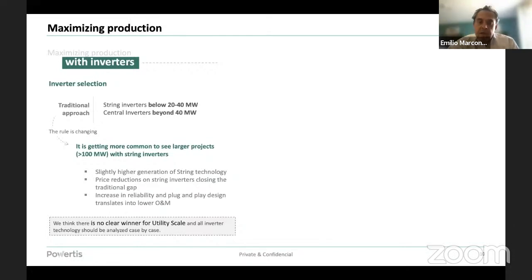Although the centrals are also learning from this and are now using modular designs. But in any case, it's worth it to analyze both options. For us, it's not a clear winner. We always recommend to analyze both.